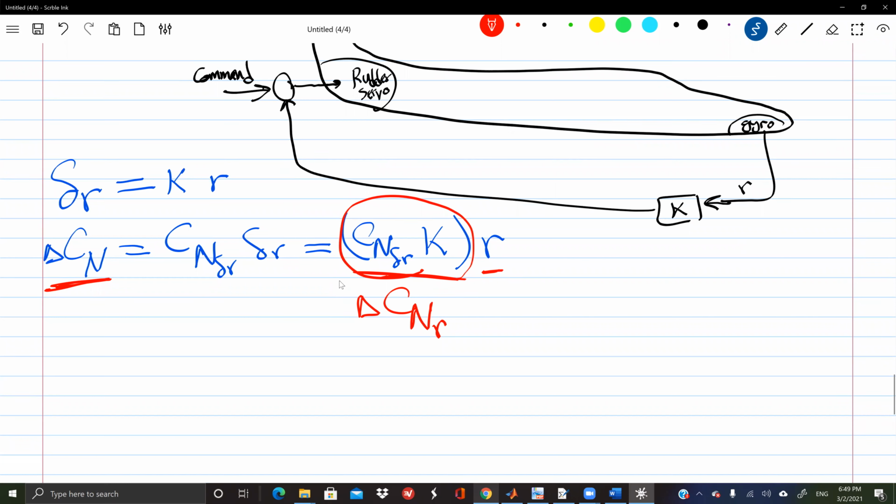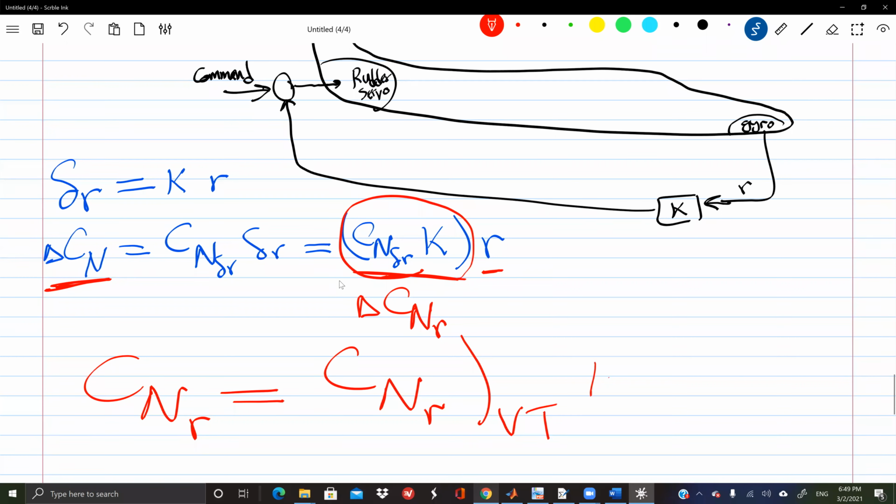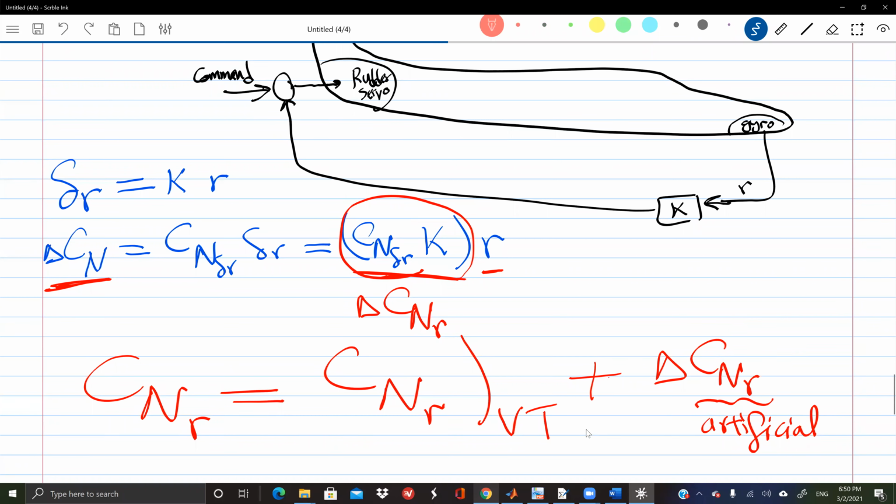So indeed, your total CNR, the total yaw damping, is your original value coming from the vertical tail plus the delta CNR artificial. So you can adjust your gain to get whatever addition. Sometimes we indeed multiply the original CNR by 5 times through feedback. If we did that by changing the geometry of the airplane, we would need to multiply the area of the vertical tail 5 times. Of course, nobody will allow you to do that.